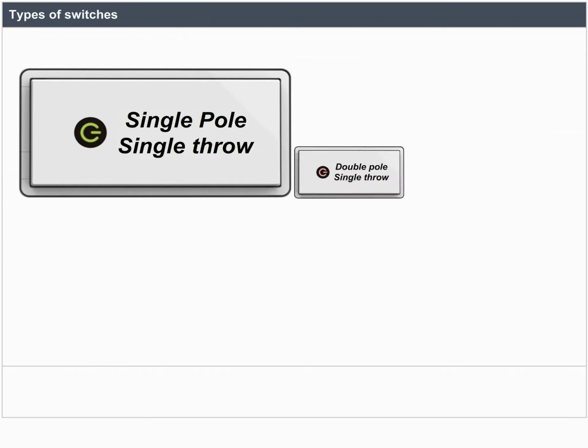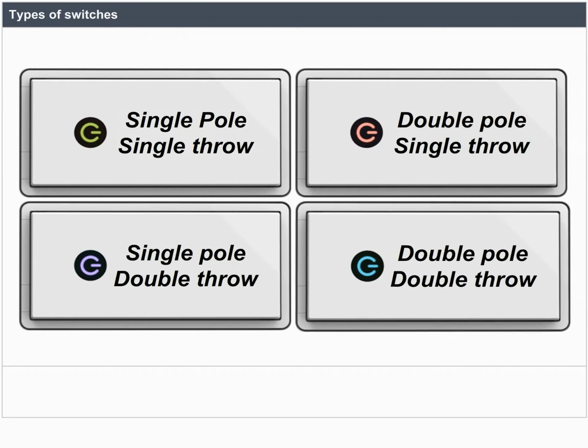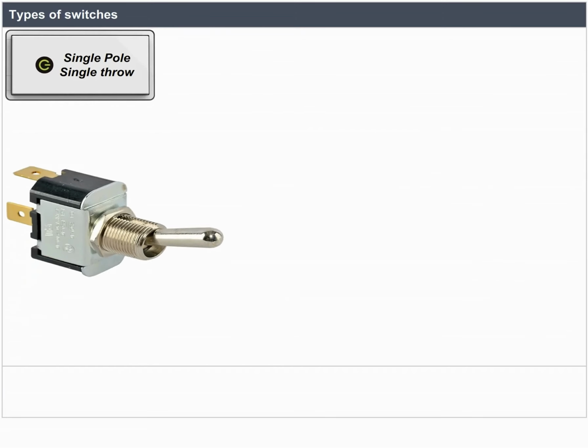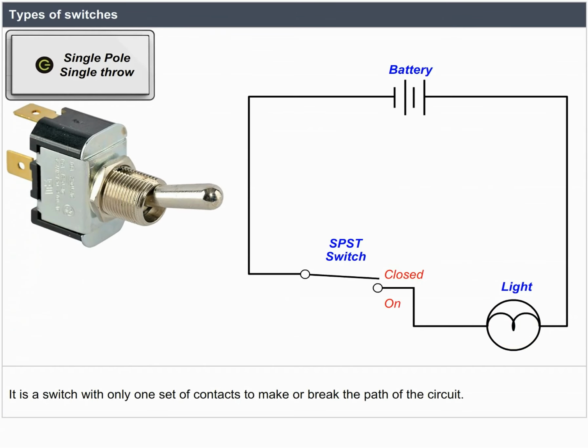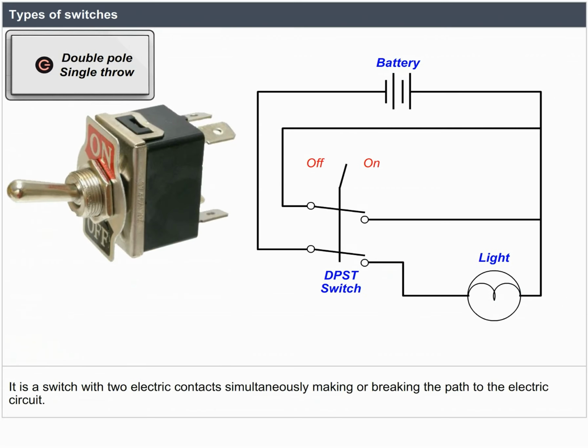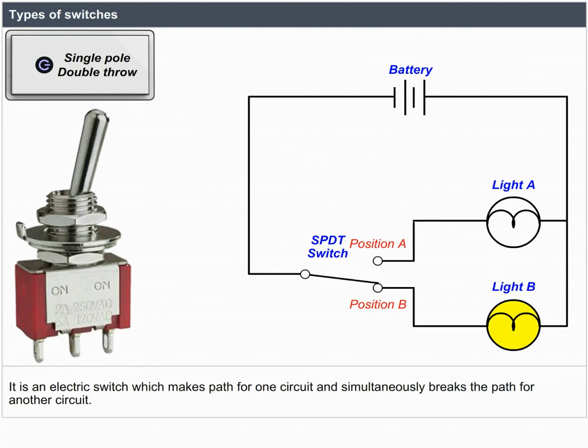Types of switches. Types of switches are single pole, single throw. It is a switch with only one set of contacts to make or break the path of the circuit. Double pole, single throw. It is a switch with two electric contacts simultaneously making or breaking the path to the electric circuit.